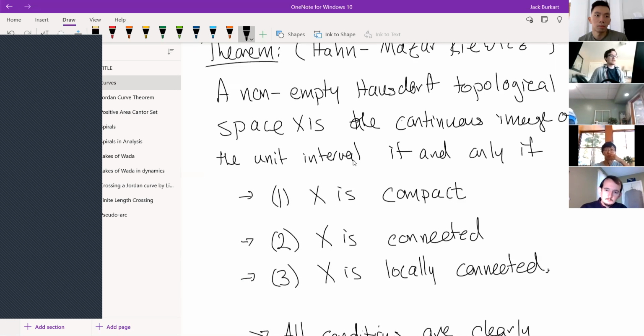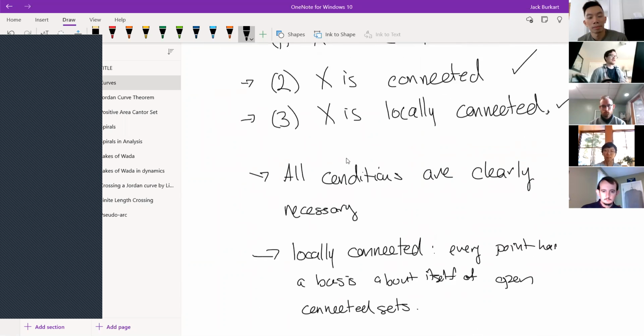It's pretty easy to see that all of these conditions are necessary, right? Because a curve is going to be the continuous image of a compact set, so obviously it has to be compact, and it's the image of a connected set, so obviously it has to be connected as well. And then we also have the more annoying notion of local connectivity. If you have a uniformly continuous function, a continuous function on a compact set, then its image is always going to be a locally connected set. And a locally connected set, just to remind everyone, means that every point has a neighborhood basis of open connected sets.